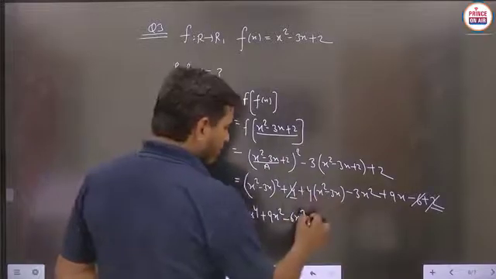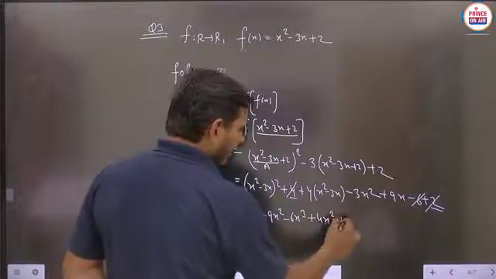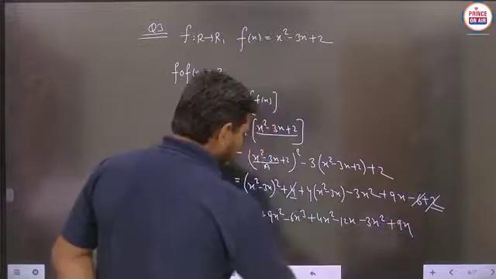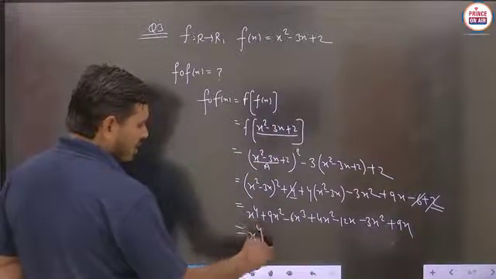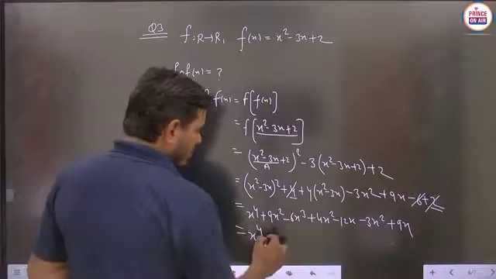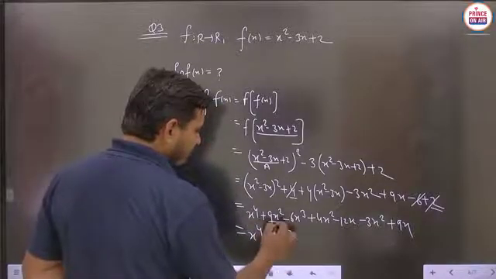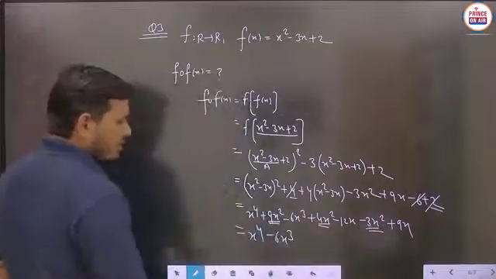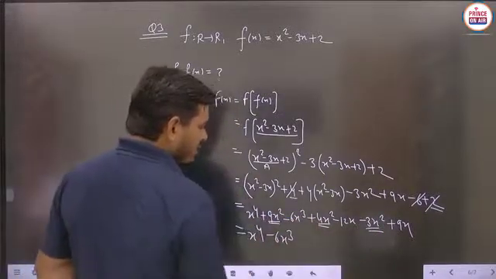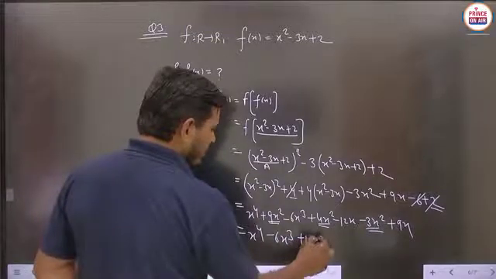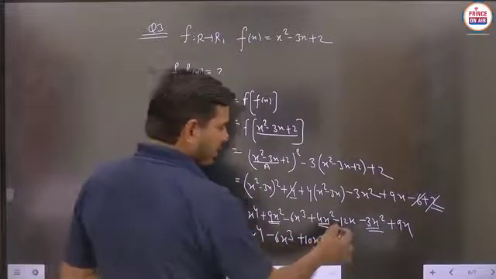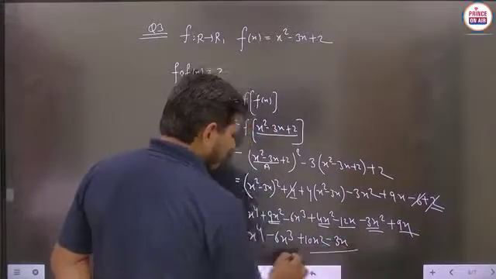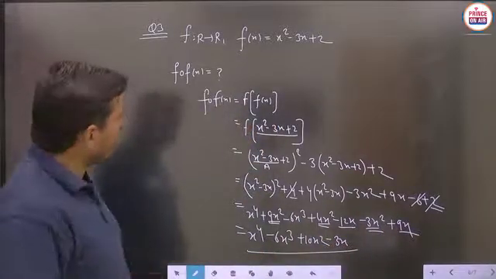So the remaining part we can write here: 4x square minus 12x, minus 3x square and plus 9x. Now you can simplify the result. x raised to power 4, this is minus 6x cube. Now 9x square, 4x square and minus 3x square. So you can say 9 plus 4 is 13, 13 minus 3 will be 10x square. Is it clear? And similarly you can say minus 12x and plus 9x, so you will obtain minus 3x. So this will be the basic answer of f of f of x.